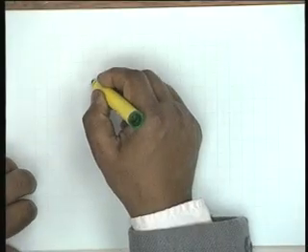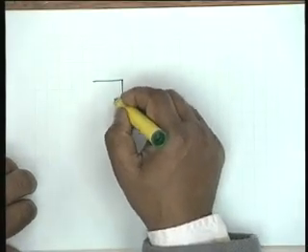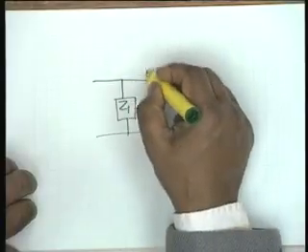Okay. Now let us look at the Y parameters. Once again the network is Z1 and Z2.